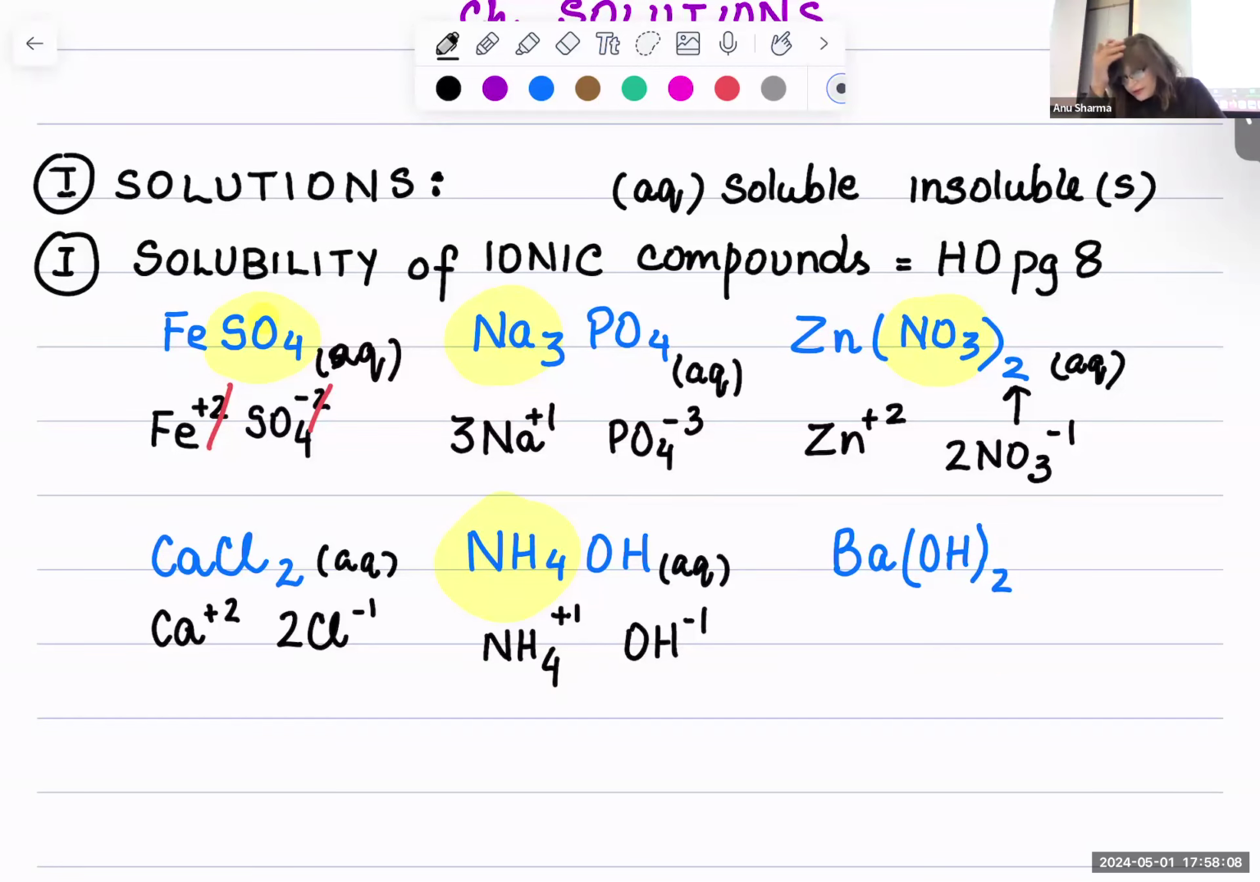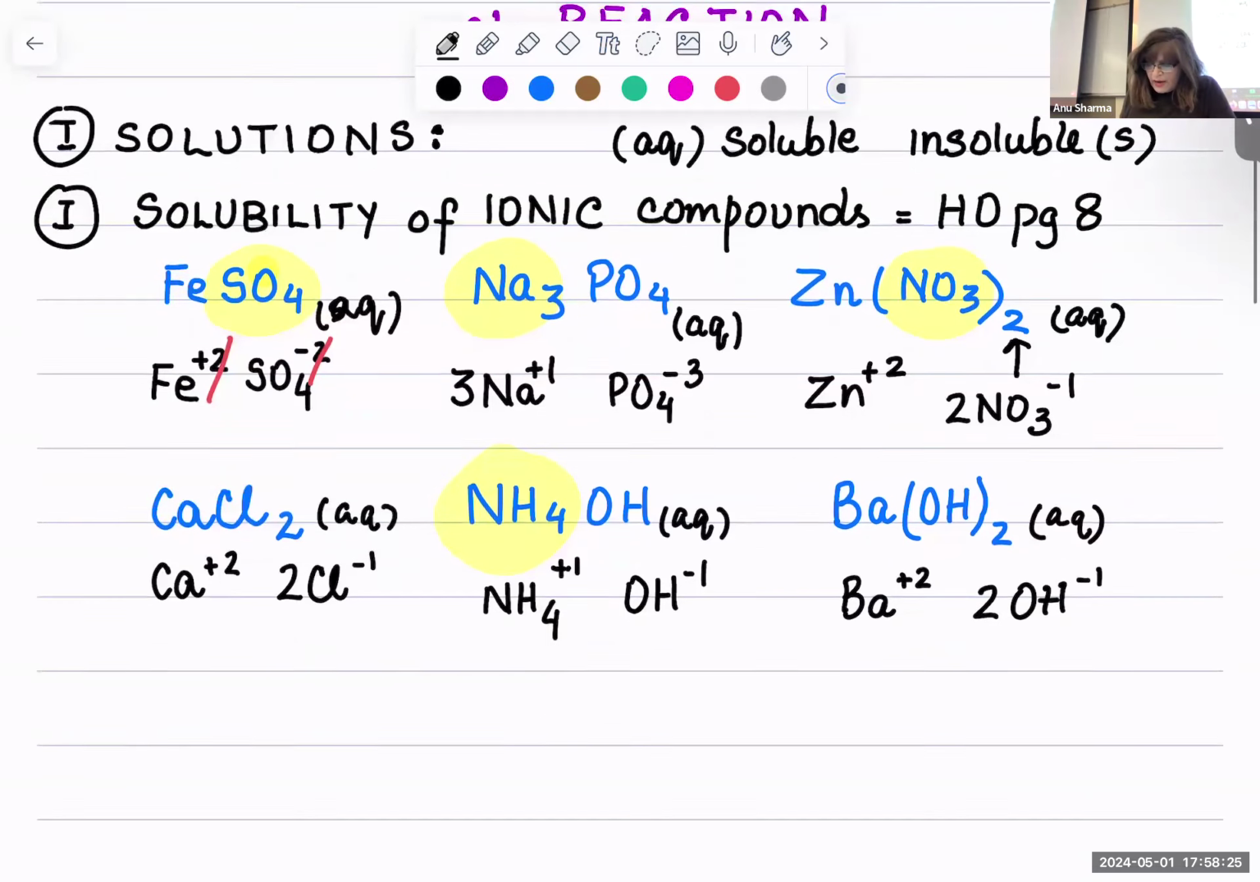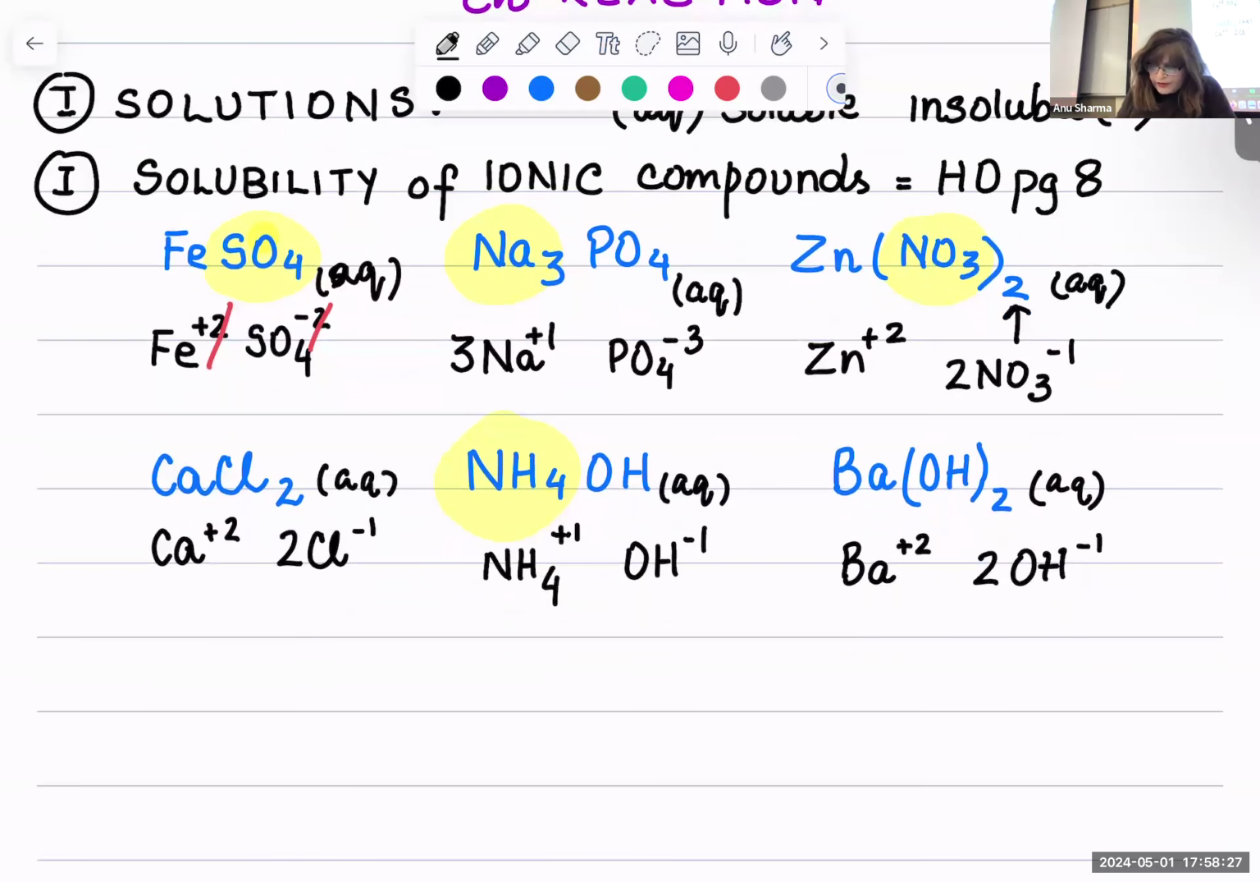What about barium hydroxide? Soluble. So this is soluble, AQ. Here you have 1 barium. This will ionize. And these are the 2 OH ions, which are -1. They are not going to ionize. This will ionize like this. But these are ionic compounds, so you will refer to that table.